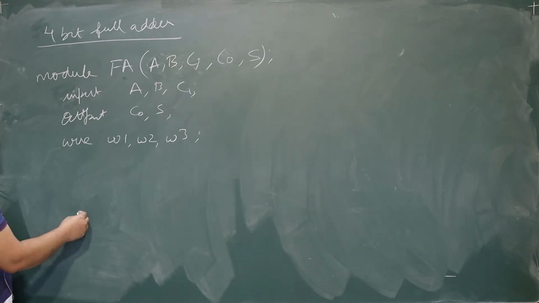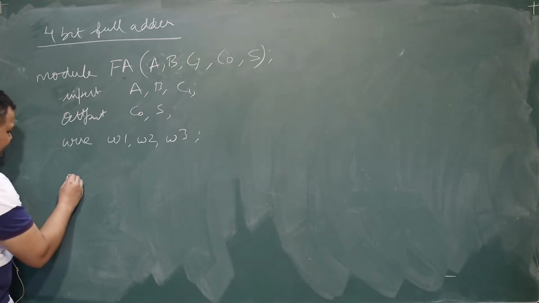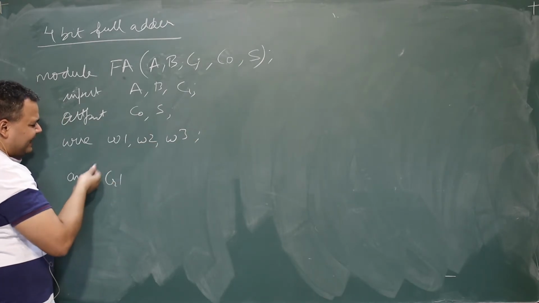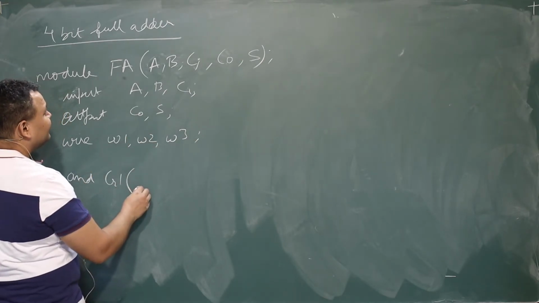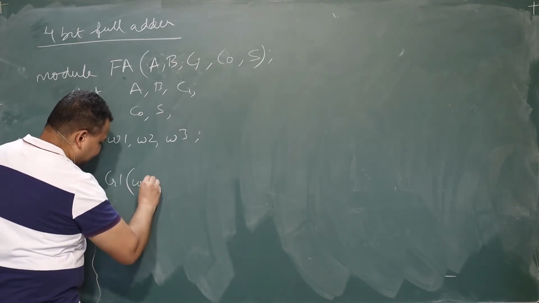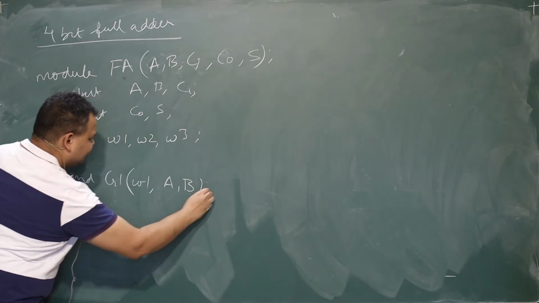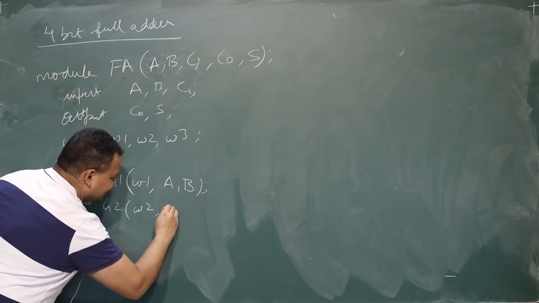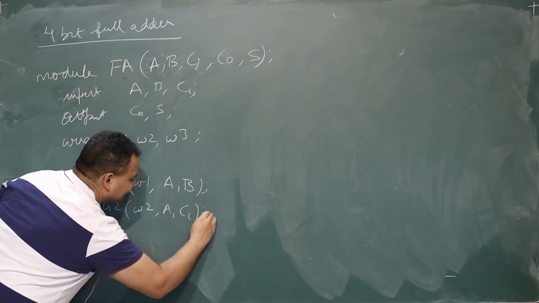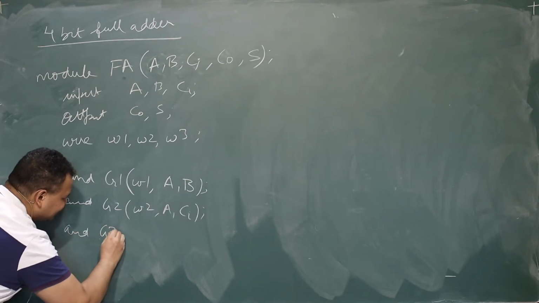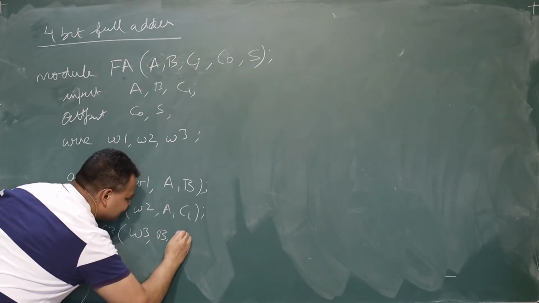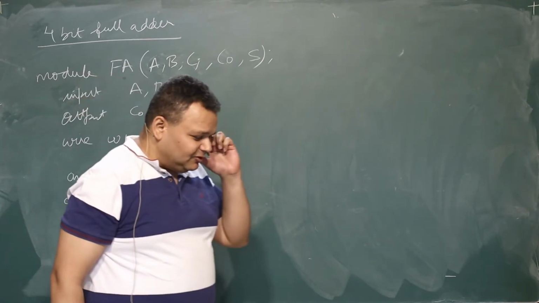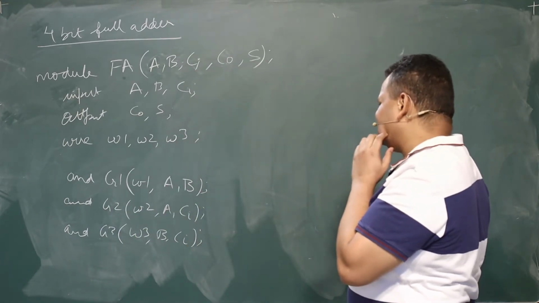The first thing we'll require is an AND gate, G1. Let us not talk about the delays for now. You can add delays if you want to. So G1, the output is going to be W1 and the inputs A, B, and G2, W2, A, CI, and G3, W3, B, CI. Okay, so now W1, W2, and W3 contain your AB, ACI, and BCI.